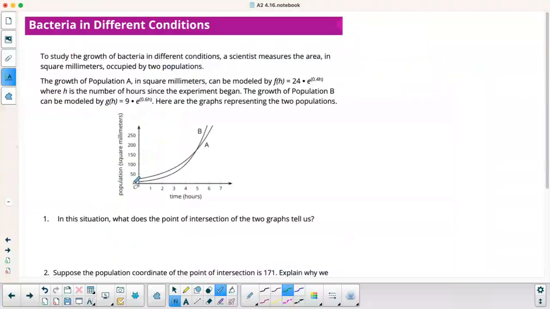To study the growth of bacteria in different conditions, a scientist measures the area in square millimeters occupied by two populations. The growth in population A can be modeled by this function f of h, where h is the number of hours since the experiment began. The growth of B can be modeled by this function g of h, and here are the graphs. So in this situation, what does the point of intersection tell us? It tells us when the populations are equal. Right there where they intersect, that's where the populations are equal.